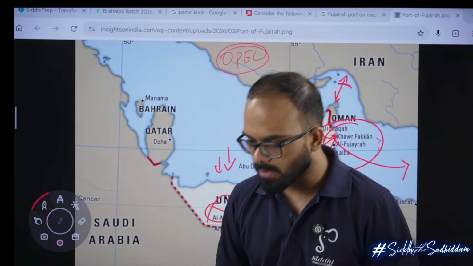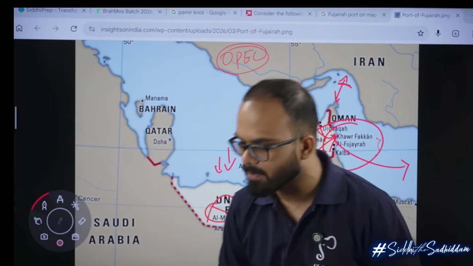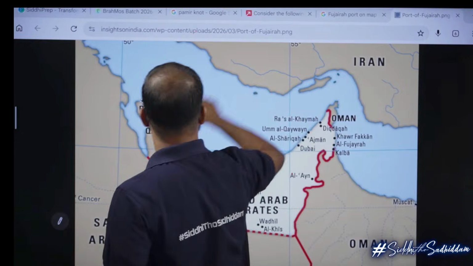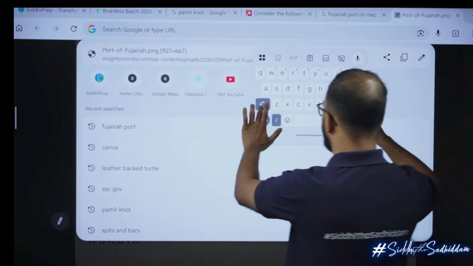Alright. So this is India's coastline border that has been revised. Let me verify this before I proceed, so that if it is verified, we will update it in the NCERT.